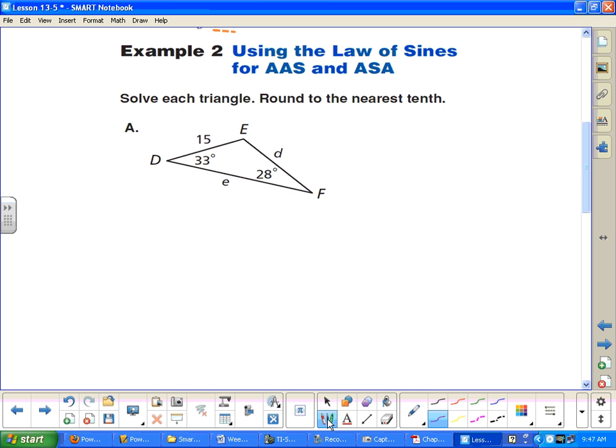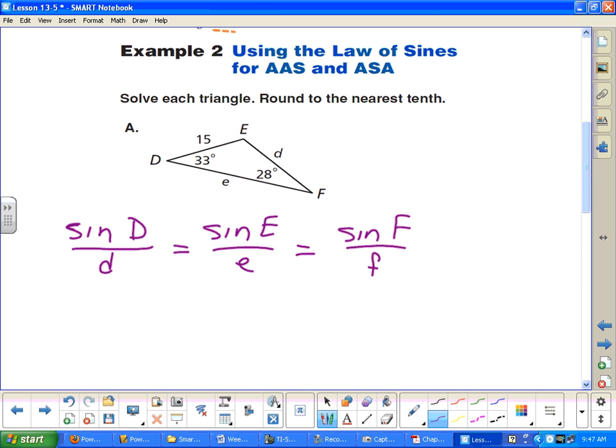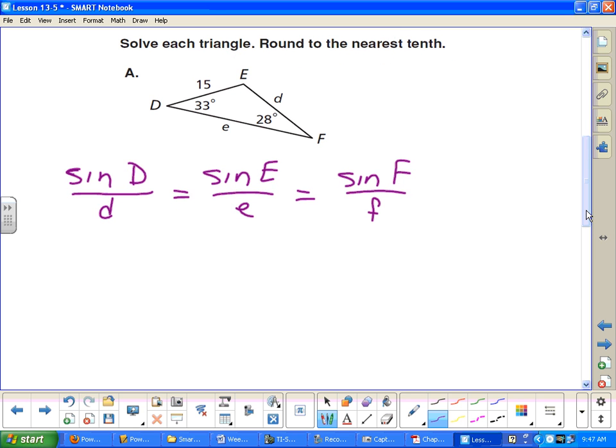So I'm going to set up the law of sines here, but the letters I'm going to use are D, E, and F. So we've got the sine of angle D over side D. The first thing I'm always going to do is write it out using the letters they give me. That way I've got them all written down. Always capital letter, angle, lowercase letter, side length. So I just wrote out the law of sines using those letters.